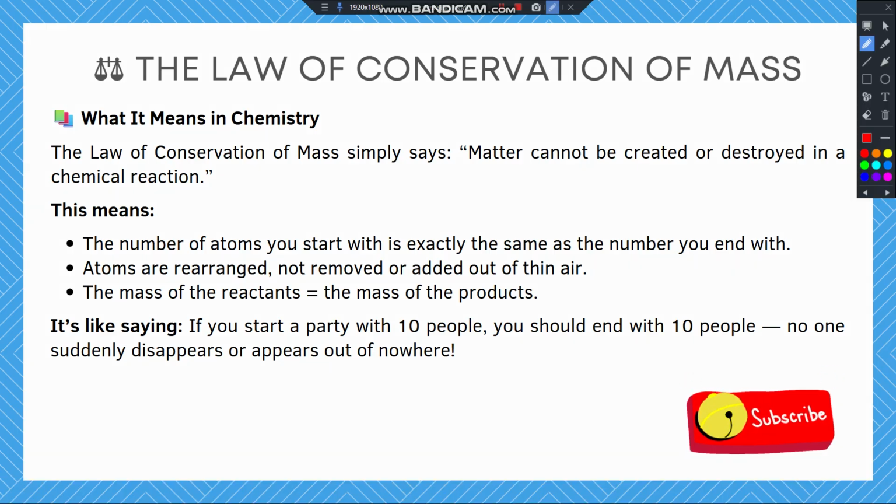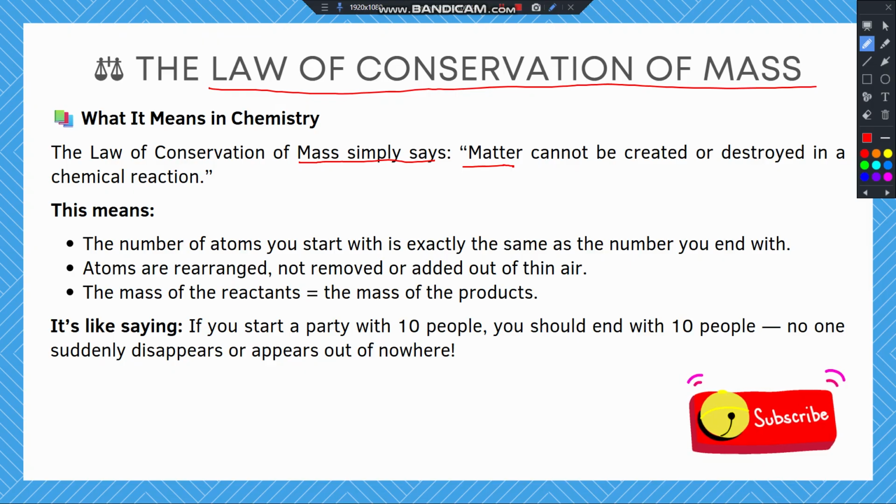First of all, let's define the concept of what this law is all about. The law of conservation of mass. What is it and what is it all about? In chemistry, the law of the conservation of mass simply says matter, which is anything that has mass and occupies space, cannot be created or destroyed in a chemical reaction.